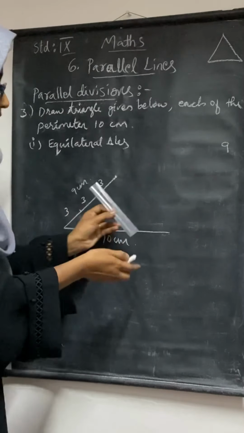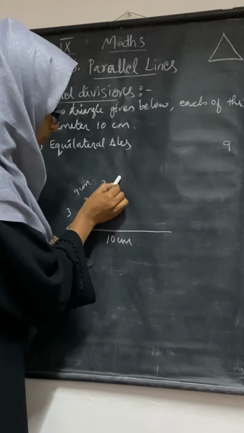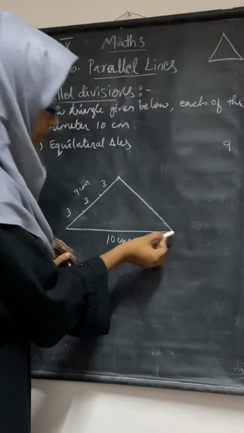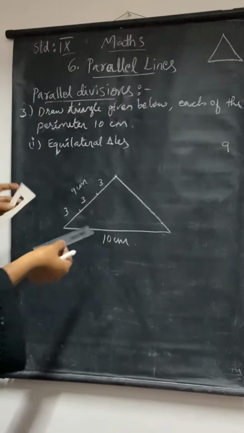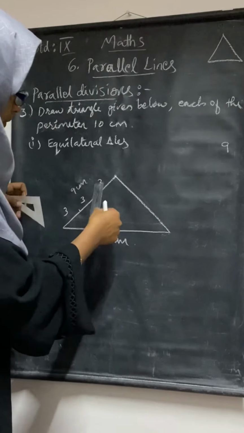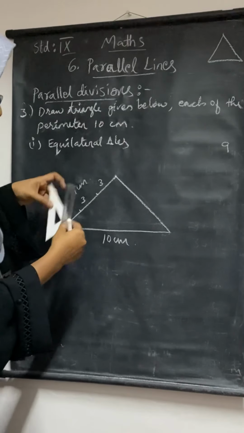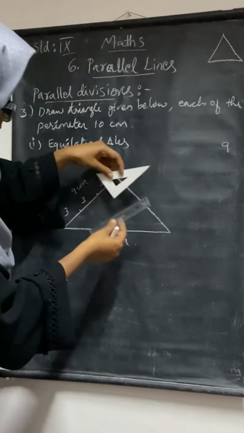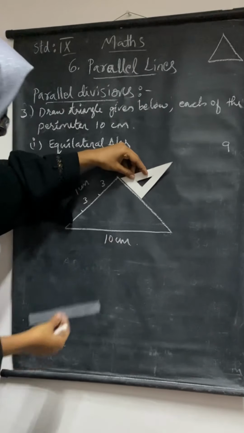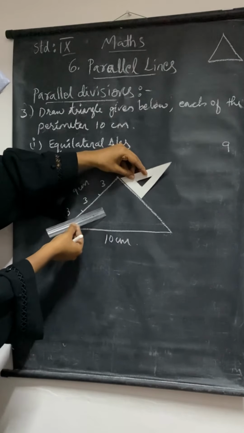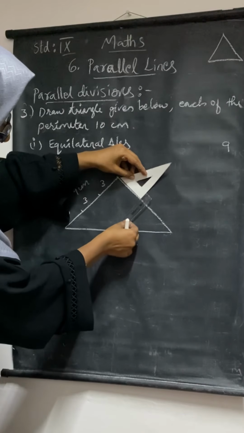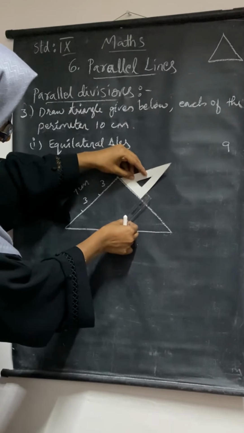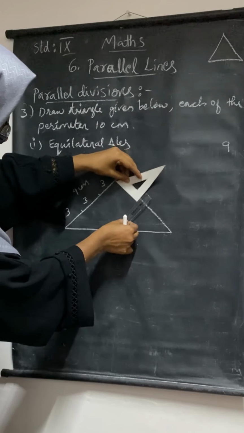Now what do you have to do? As you did before, these points you have to join. Now, as we did before, you have to draw the parallel lines. So on the end line, keep your set square, because you have to come back. Keep the set square, and keep the scale here so that it will not move. Like this you have to come.